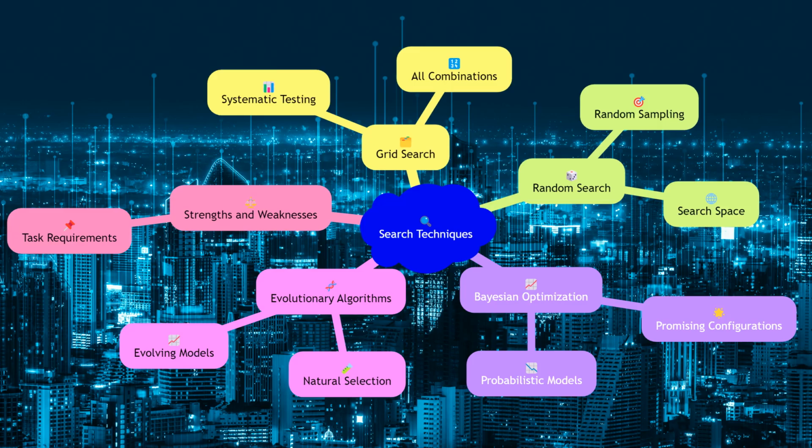Several techniques are commonly used to explore the search space, including grid search, random search, Bayesian optimization, and evolutionary algorithms. Grid search involves systematically testing all possible combinations of hyperparameters, while random search randomly samples configurations from the search space. Bayesian optimization uses probabilistic models to identify promising configurations, and evolutionary algorithms mimic natural selection to evolve better models over time. Each of these techniques has its own strengths and weaknesses, and the choice of technique depends on the specific requirements of the task at hand.